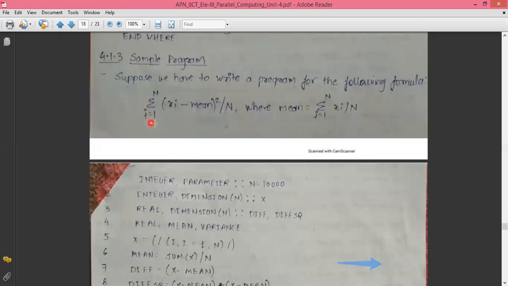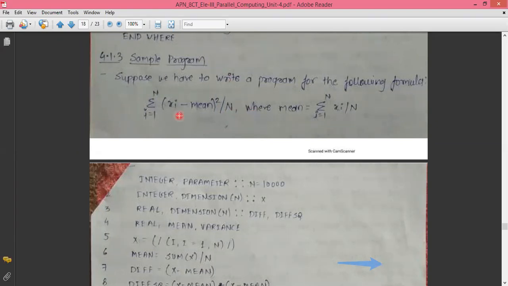Summation of i equal to 1 to n, and there is the formula in the brackets. Xi is the array elements. When we have a set of elements of an array of some size, might be 10 elements, might be 50, might be 100 elements, minus mean. Mean is the value which is already known to you. Mean is nothing but the average. The difference, squared, divided by n. This is the complete formulation of a variance.